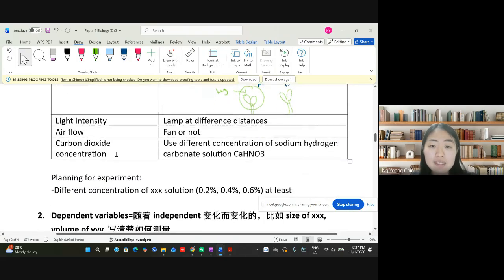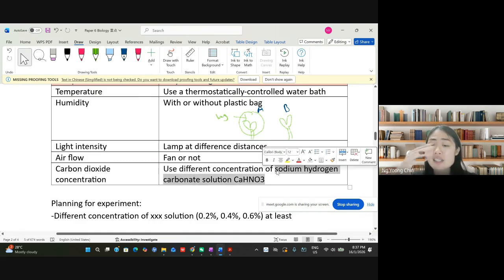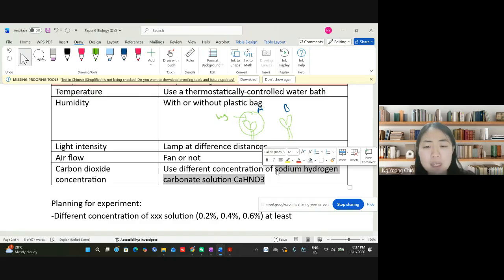So for the light intensity, you can use the lamp at different distances, and for the airflow, whether you have a fan or not. And then for the carbon dioxide concentration, you use different concentrations of sodium hydrogen carbonate solution. This solution can release carbon dioxide, something like a source of carbon dioxide.